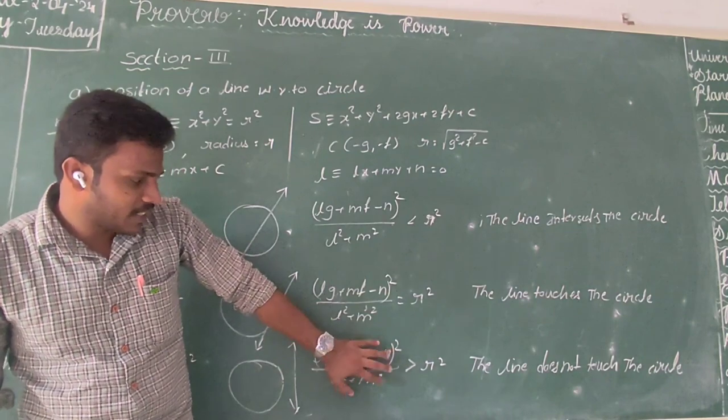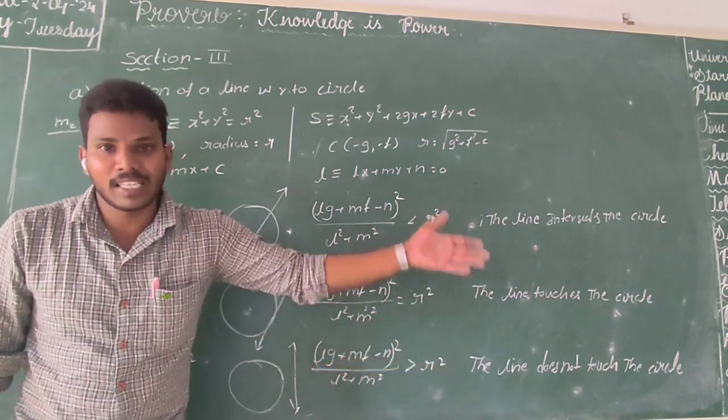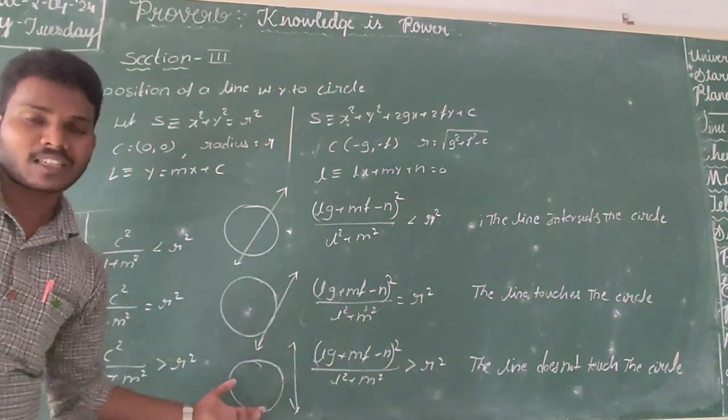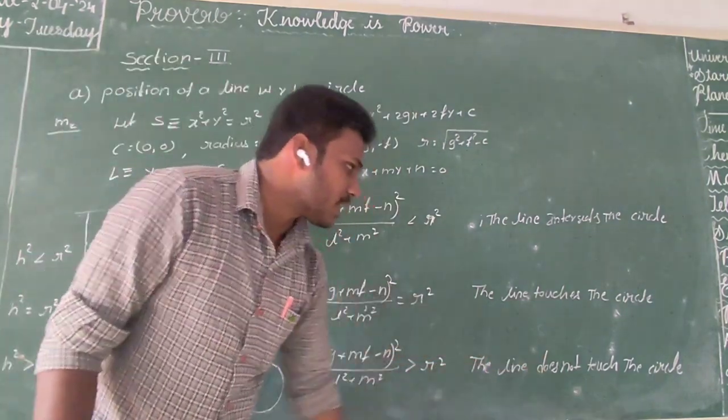The perpendicular distance is more than the radius. More than the radius means the line definitely does not touch the circle.